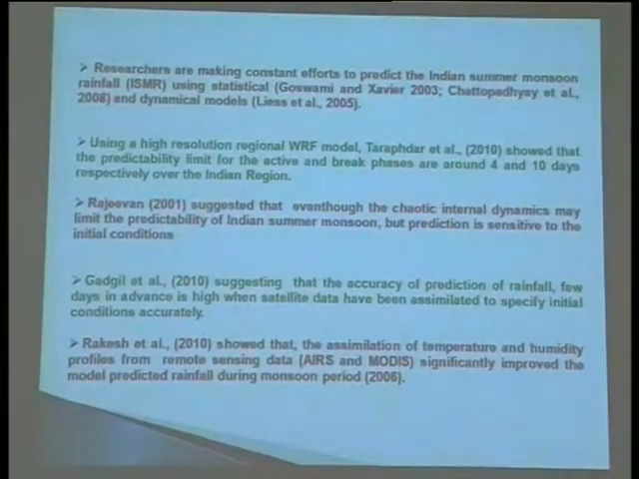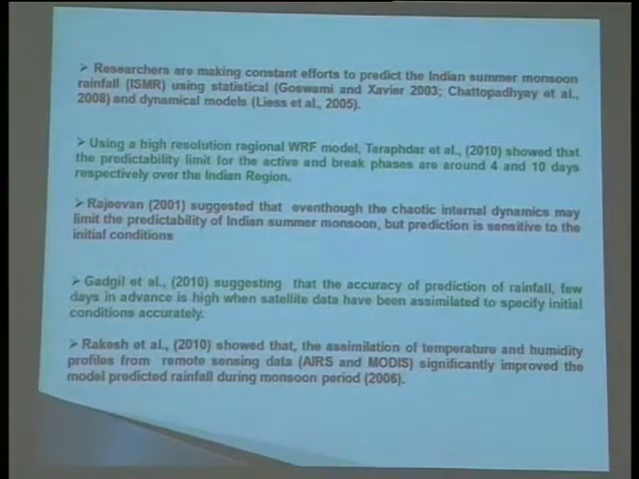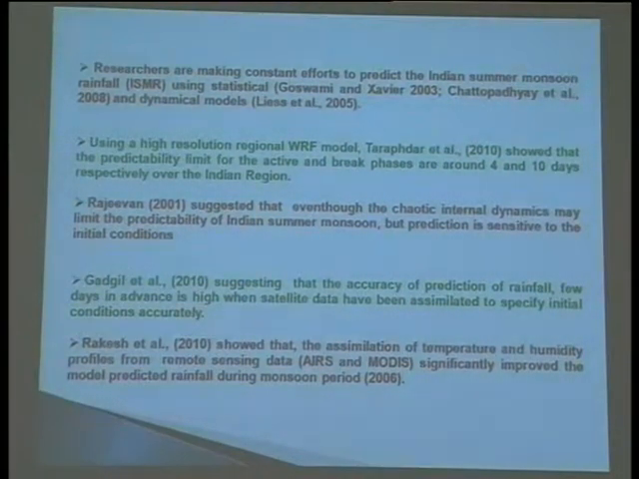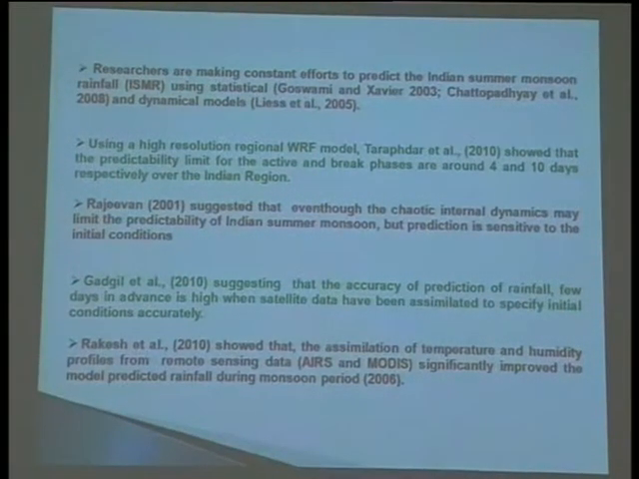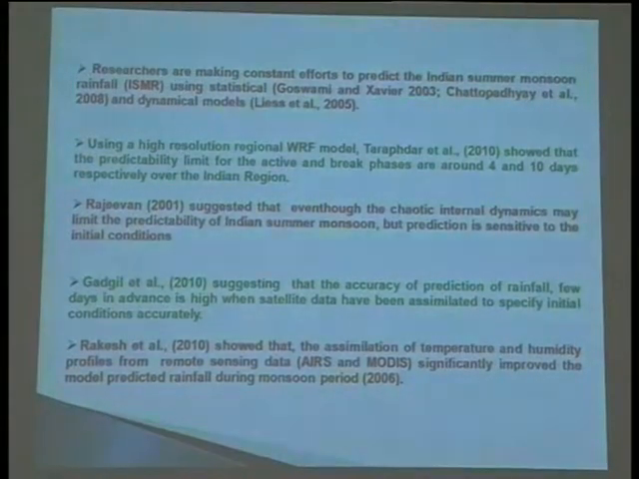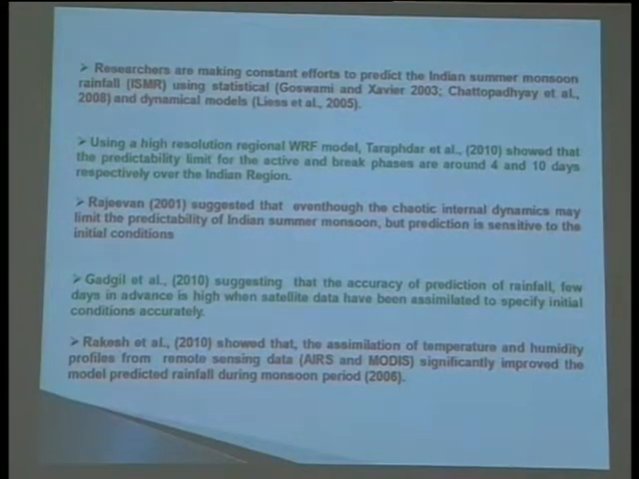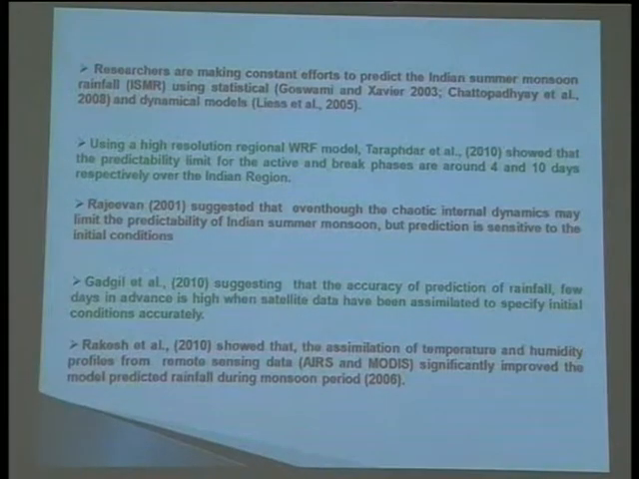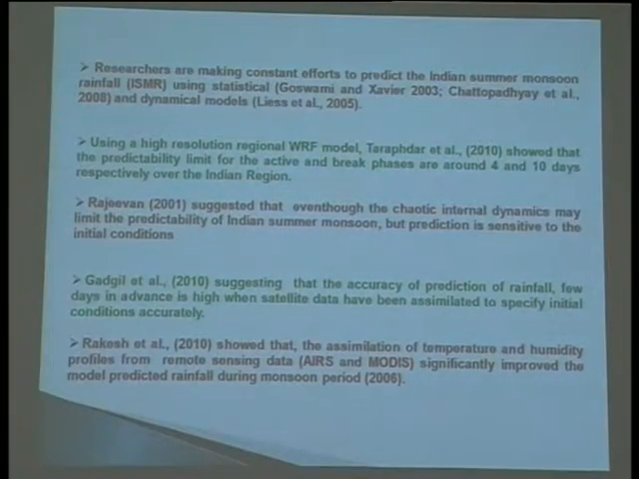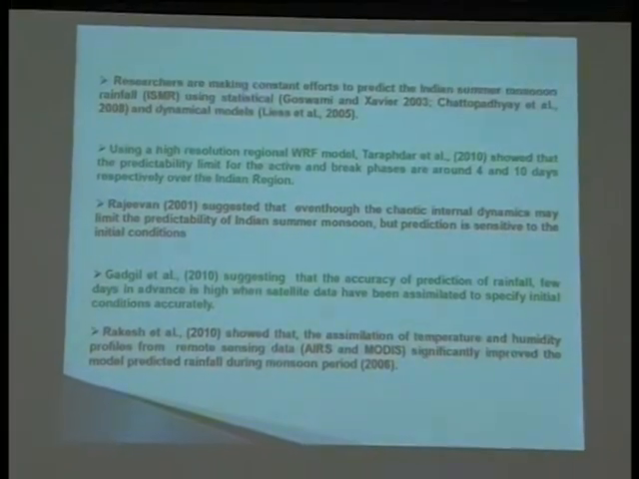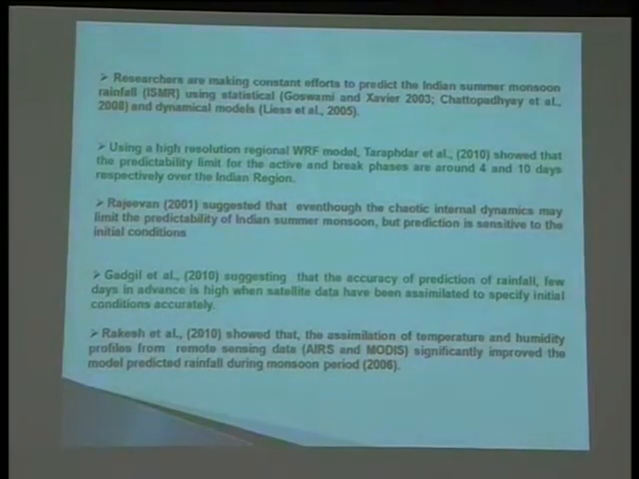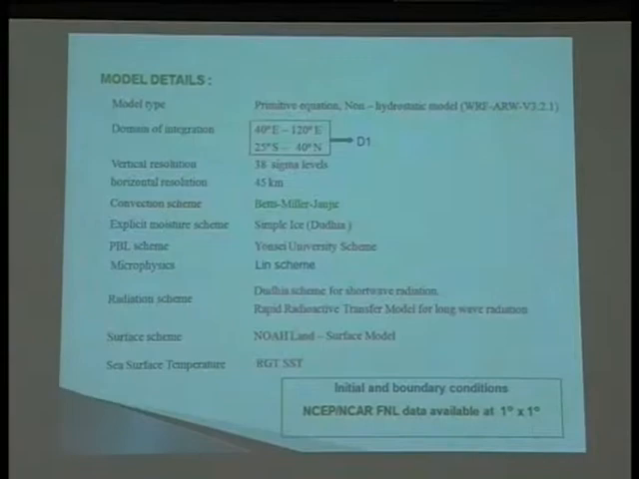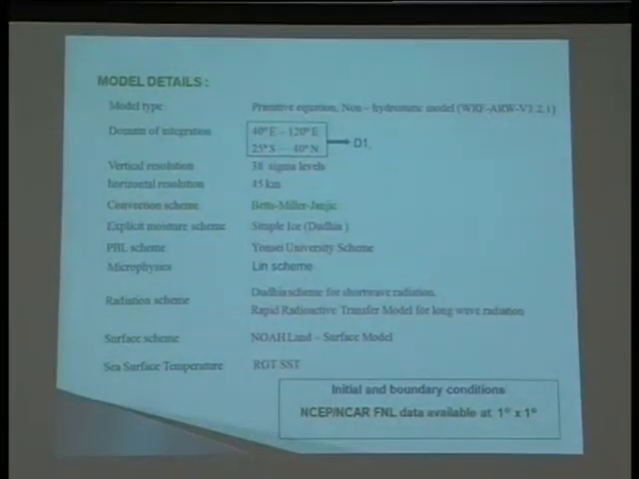In this regard, researchers are making constant efforts to predict the Indian summer monsoon rainfall by using dynamical models and empirical models. But some recent studies showed that if you assimilate satellite data, if you improve the initial conditions, the prediction of rainfall will improve. With this background, we have tried an experiment with a dynamical model.